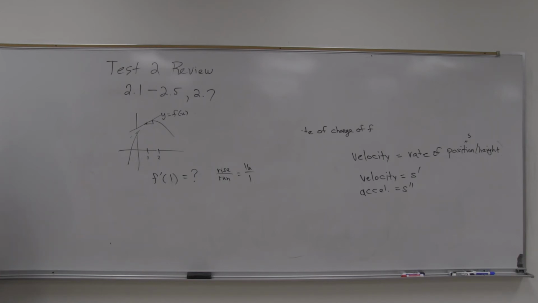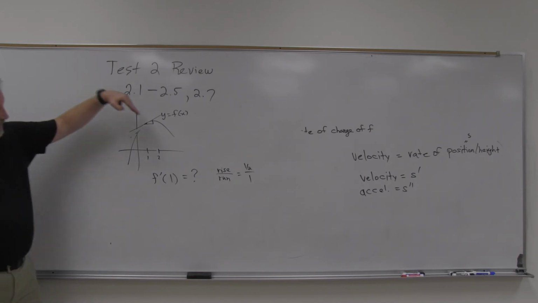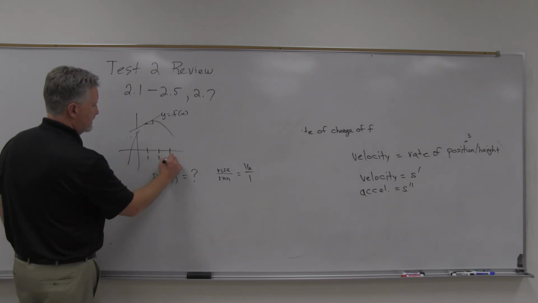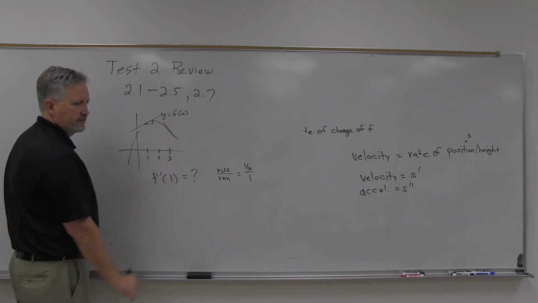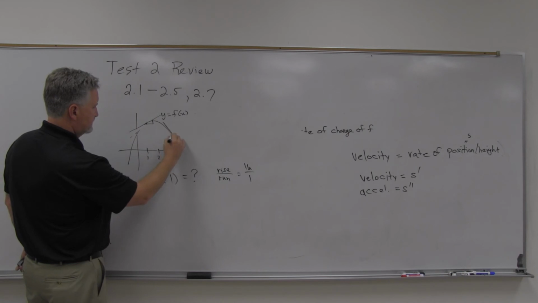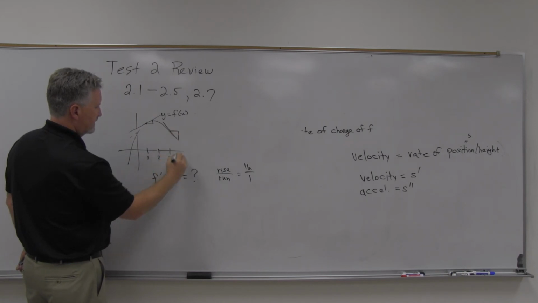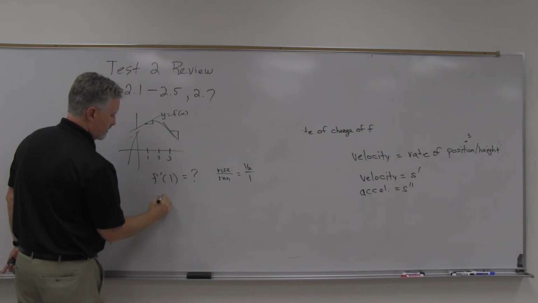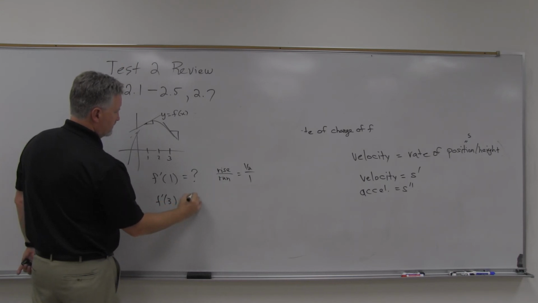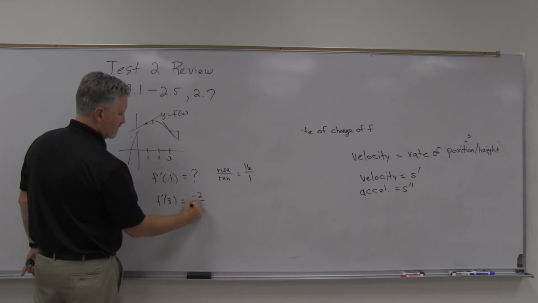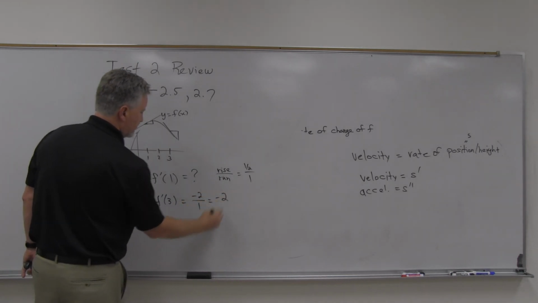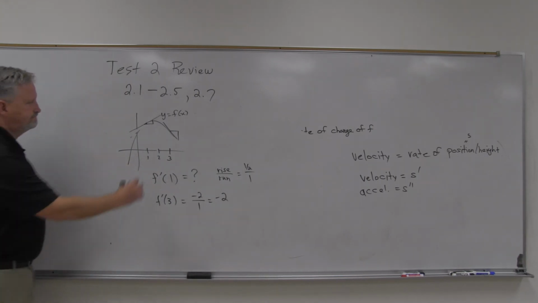Of course, you've got to watch for, like if I did 3, it would be a negative derivative. If I run 1, then it looks like it's a rise of -2, so f prime of 3 would be, I'd say, -2 divided by 1, so -2, something like that.